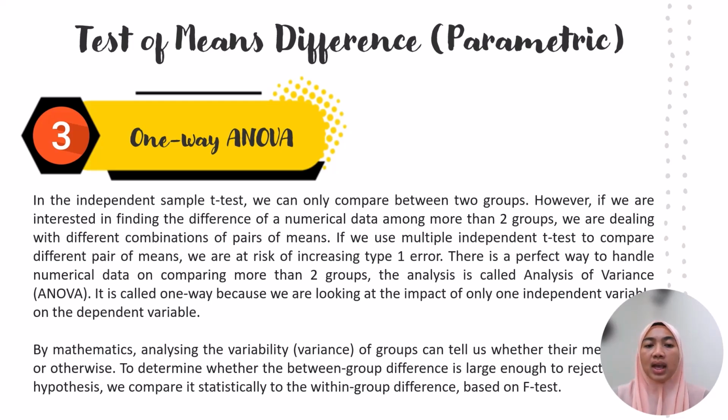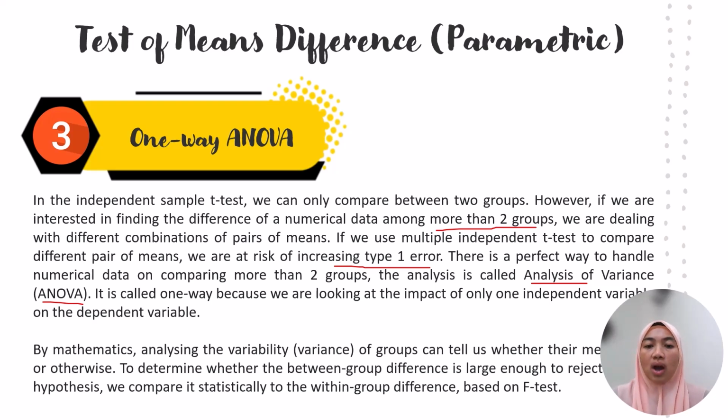However, if we are interested in finding the difference of a numerical data among more than two groups, we are dealing with different combinations of pairs of means. If we use multiple independent t-tests to compare different pairs of means, we are at risk of increasing type 1 error. There is a perfect way to handle numerical data when comparing more than two groups. The analysis is called analysis of variance, or ANOVA.